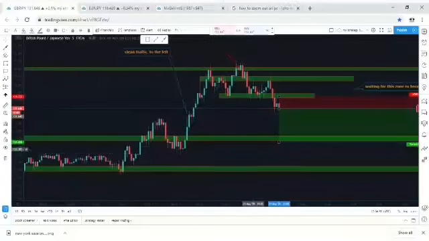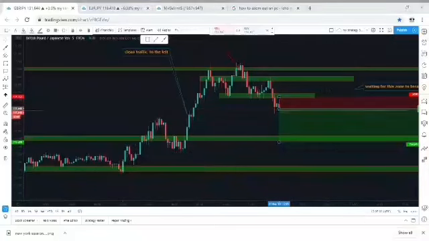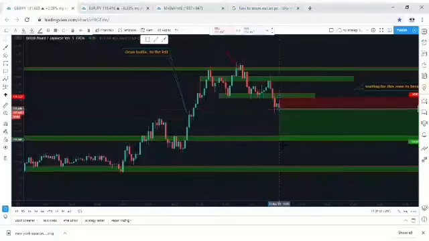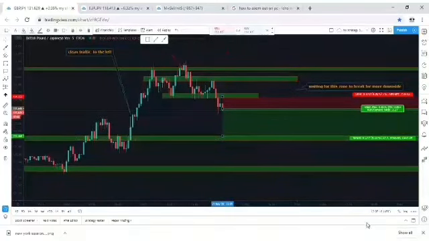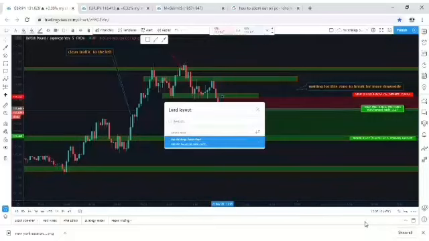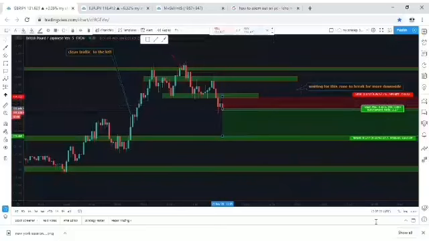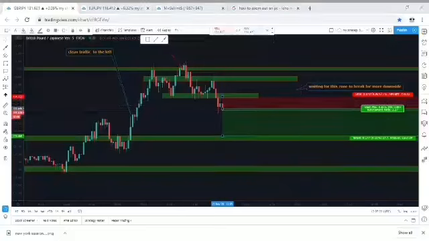Our TP, let me put our TP here. I hope you are in a sell. Our TP is 131.468.